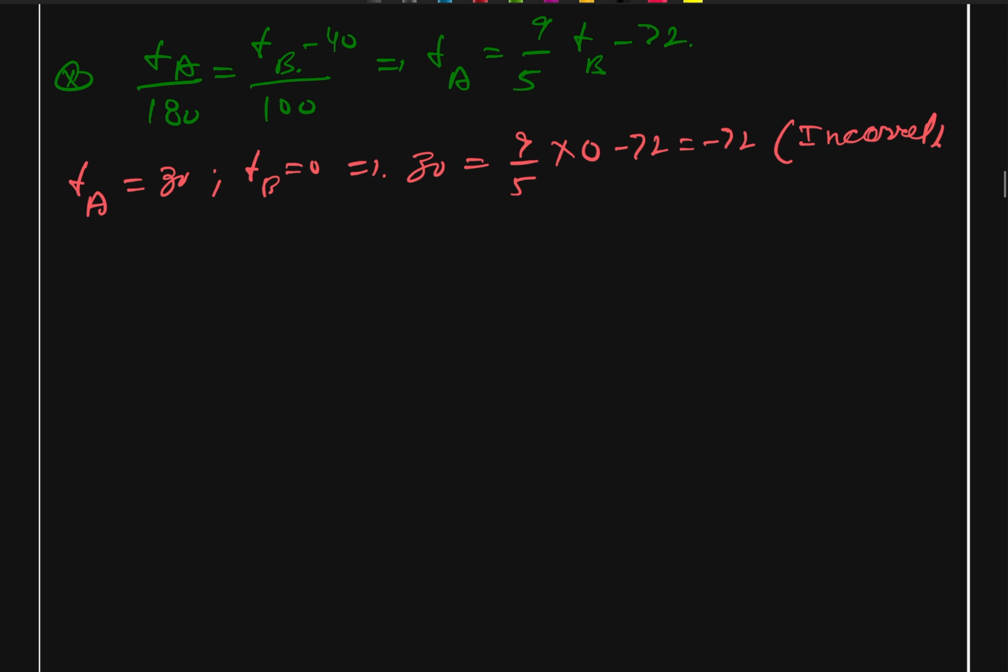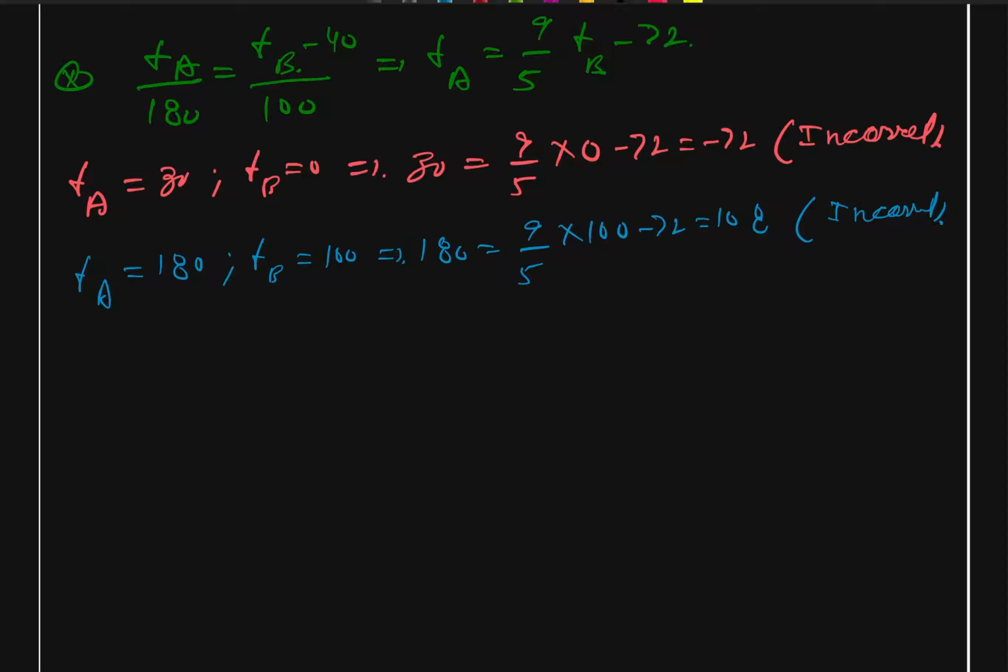And for the upper part, we know that our TA is equal to 180 and our TB is equal to 100. So this gives us 180 is equal to 9 by 5 times 100 minus 72, which comes as 108. So this is also incorrect.